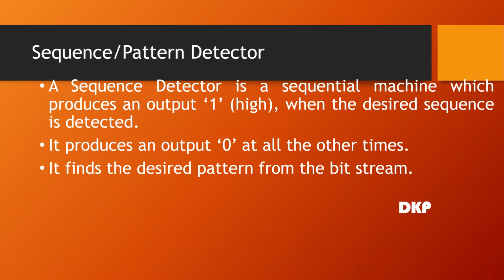And your sequence detector is going to detect a particular desired pattern from this bit stream. That desired pattern can be, for example, 0, 1, 0 or 1, 0, 1, 0, etc. A sequence detector will detect this desired pattern and it will give a 1 as output. And it produces the output as 0 at all the other times.